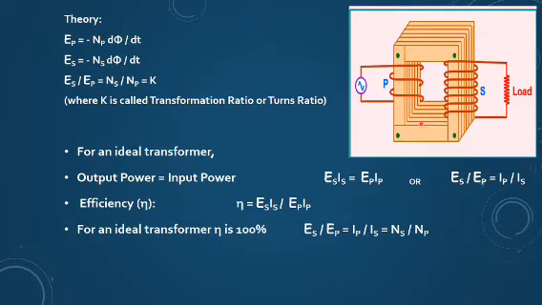Going into the theory, if I make the current pass through the primary coil, the EMF in the primary coil is given by minus d phi by dt. If Np is the total number of turns in the primary coil, then using Lenz's law, you can write the induced EMF in the primary coil as minus Np d phi by dt.